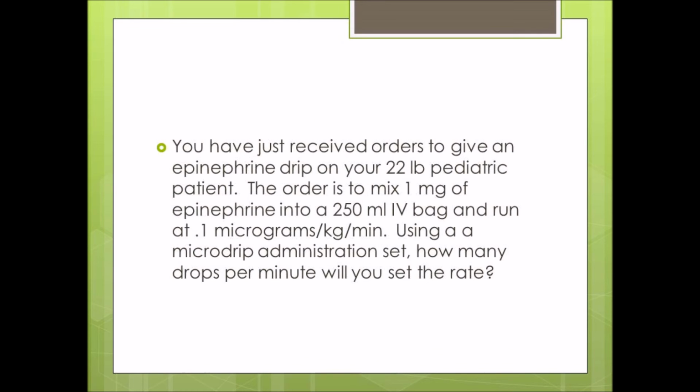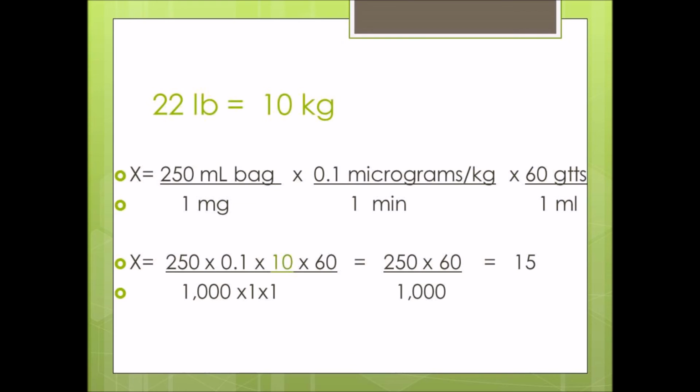We're going to do the same one again, this time with a 22-pound patient, and we're ordered to give 0.1 micrograms per kilogram of epinephrine, and we're going to have 1 milligram in a 250 bag. We're going to use our microdrip set, and we're going to check that rate. So we're going to set up 22 pounds divided by 2.2 is going to be 10 kilograms. We're going to have a 250 ml bag with 1 milligram, 0.1 micrograms, that's going to be our smaller number, so we're going to keep that, and we're going to convert our milligrams to 1,000 micrograms.